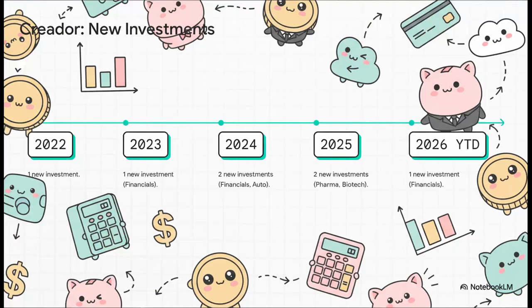So take a look at this timeline. It maps out Creator's brand new investments year by year. And you can see a really clear pattern emerge, can't you? They're consistently adding about 1 or 2 new companies to the portfolio each year. Super steady. And look, you see that focus on financials popping up again and again. It just reinforces everything we saw about their core strategy.